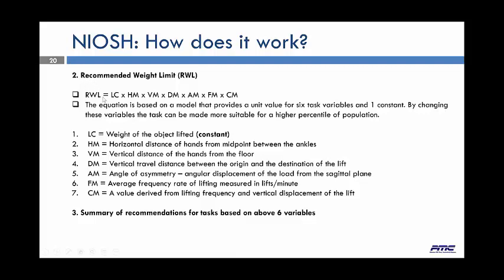The equation is based on a model that provides the unit value for 6 task variables and 1 constant. By changing these variables, the task could be made more suitable for a higher percentile of the population. So if we look below, you can see what all the acronyms mean, and the summary of the recommendations for the task based on the above 6 variables.